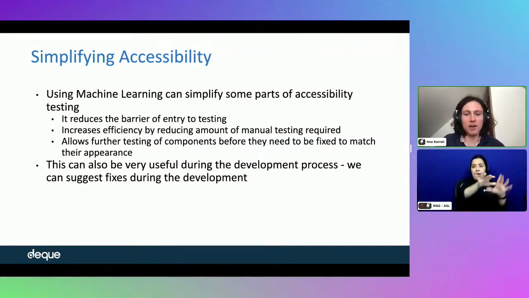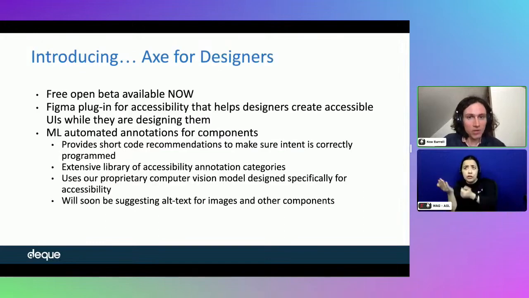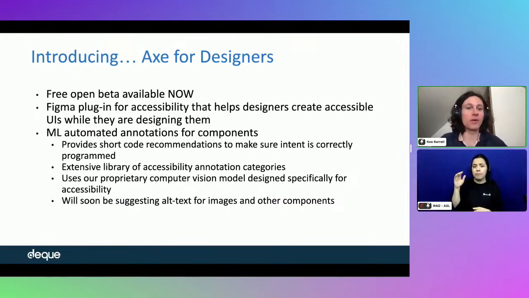And this can also be very useful during the design process. We can suggest fixes during design. So if you've been attending other talks, you may have heard of Axe for Designers. But I would like to reintroduce or introduce that to you now. This is a free open beta available now. It was released, I believe, on March 15th, so yesterday.